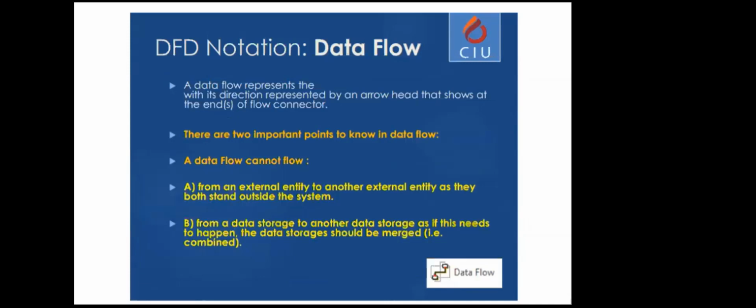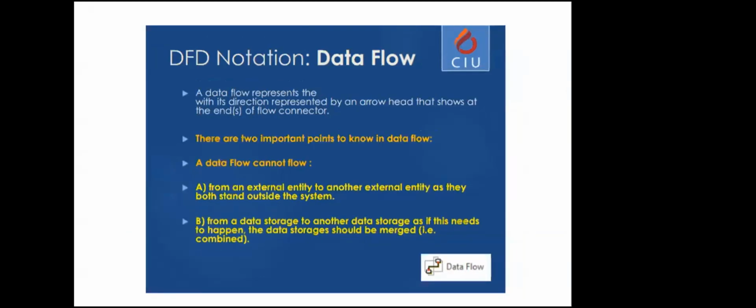From a data storage to another data storage, there cannot be a direct data flow. And if there should be, then they should be merged. This means that they basically should exist together. So you know how the data should flow. It should flow from a data storage to an external entity or an external entity into the process.